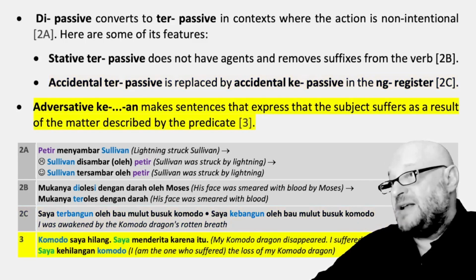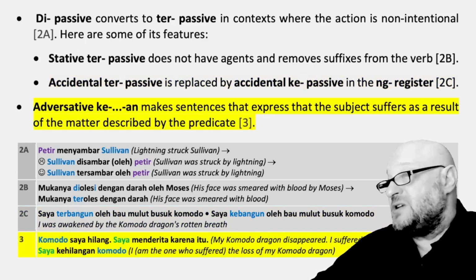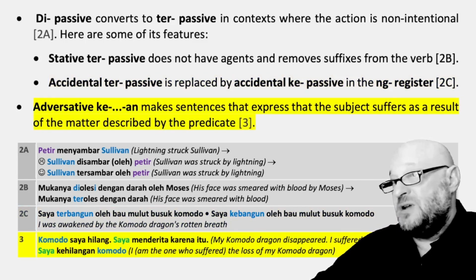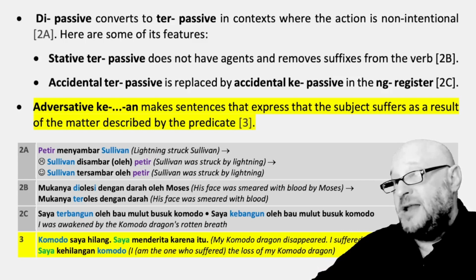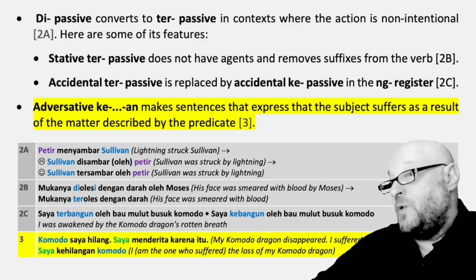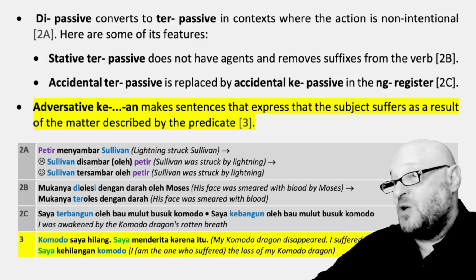Adversative ke-an makes sentences that express that the subject suffers as a result of the matter described by the predicate. Example 3, the two sentences Komodo saya hilang, saya menderita karena itu, my Komodo dragon disappeared, I'm suffering because of this, can be rewritten in adversative ke-an as saya kehilangan Komodo. I'm the one who's suffering the loss of my Komodo dragon.